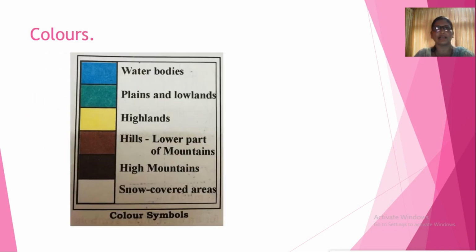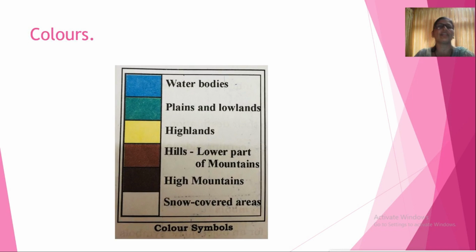Children, now we will learn about the importance of colors. When you look at the physical map, you can see different colors. These colors represent different physical features. First one is the blue color. Blue color represents the water bodies like oceans, seas, lakes and rivers.